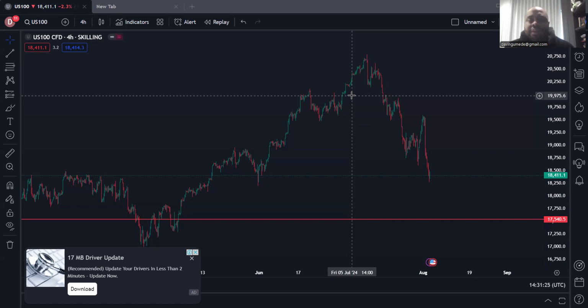Just to brief you in, the pairs that I mostly focus on are US 100, US 30, and gold, sometimes Euro USD. Gold is more of a commodity. Euro USD is more foreign exchange. And US 100 and US 30 are more indices.